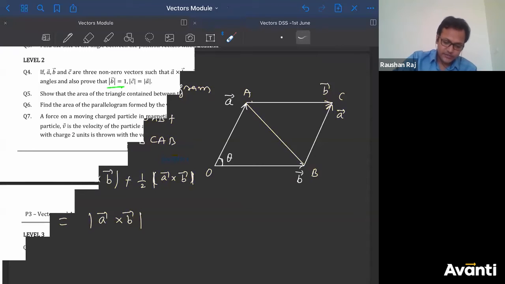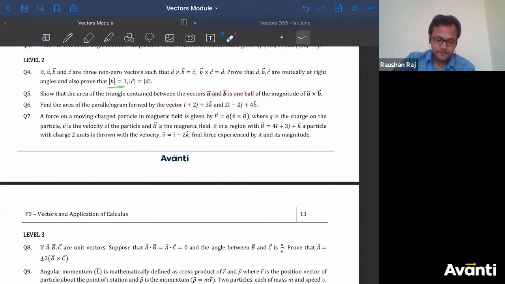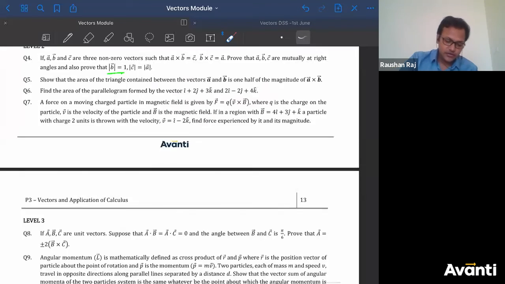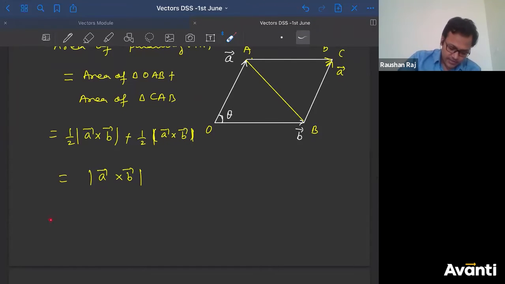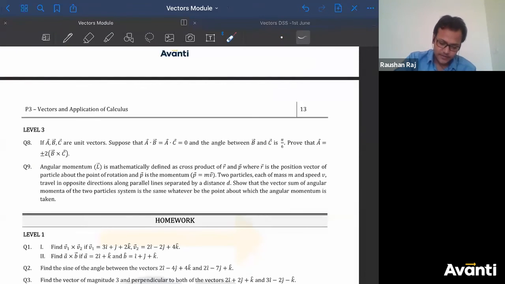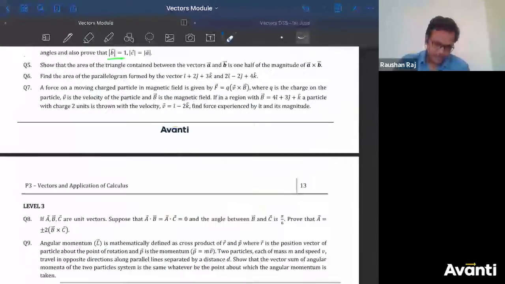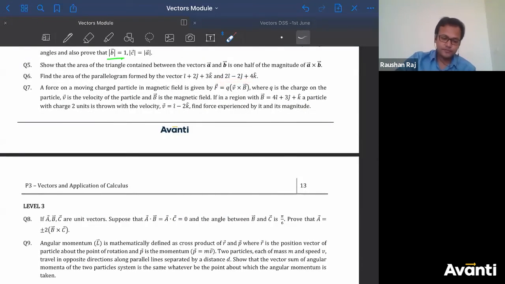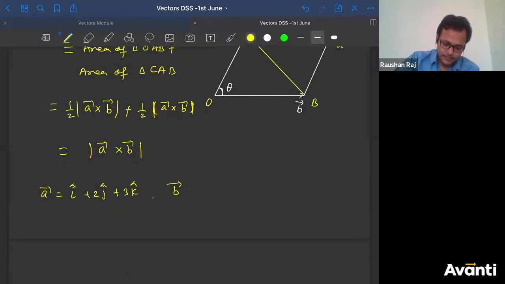Now, if you read this question, what is vector A? I can consider this as vector A. This is vector B. Now find the cross product and then we find the magnitude. So 1, 2, 3. So vector A is I cap plus 2j cap plus 3k cap. Now what is vector B? If you read the question, what is vector B, guys? Question number 5, 6. 2, minus 2, 4. So what do we have to do?